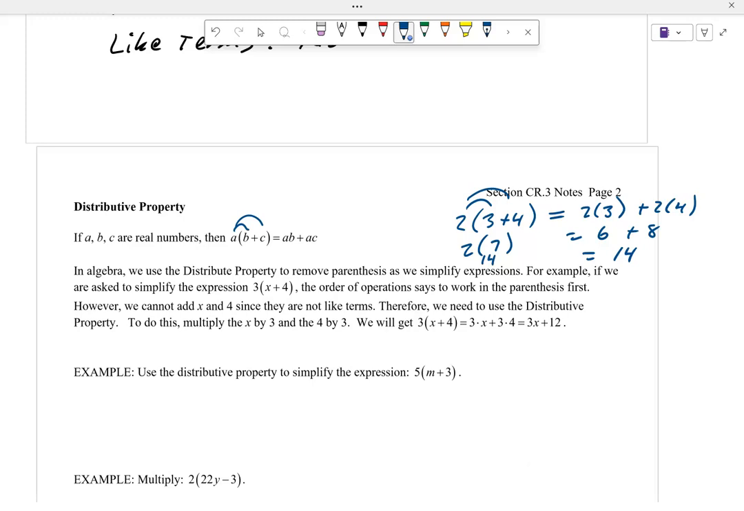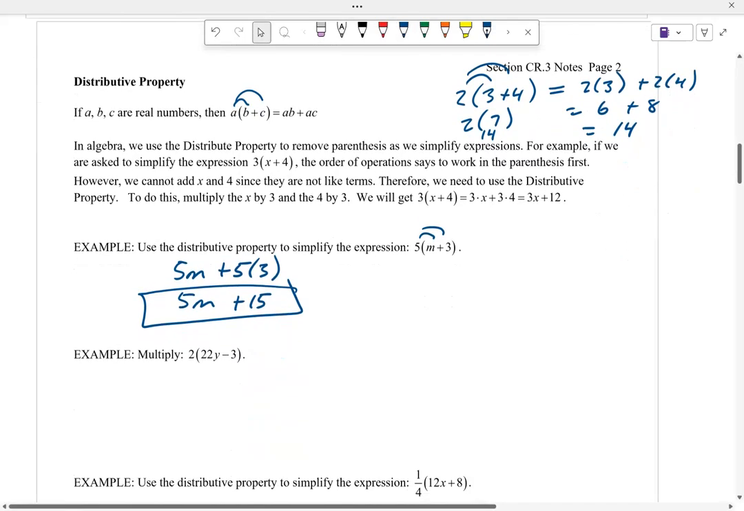Probably remember that from middle school, high school. So let's go ahead and use it right here. We've got 5 times m plus 5 times 3. So we got 5m plus 15. I do want to simplify this, which just means combine any like terms. Do I have any like terms here? No, I got a constant, and then I got one with a variable, so nothing I can combine, right?